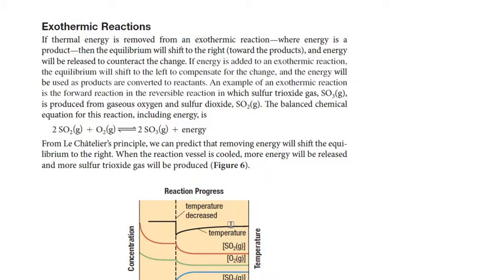An example of an exothermic reaction is the forward reaction in a reversible reaction in which sulfur trioxide gas is produced from gaseous oxygen and sulfur dioxide. The balanced chemical equation for this reaction includes energy: 2SO2 plus O2 gives 2SO3 plus energy. As you see here, energy is one of the products. It is an exothermic reaction.